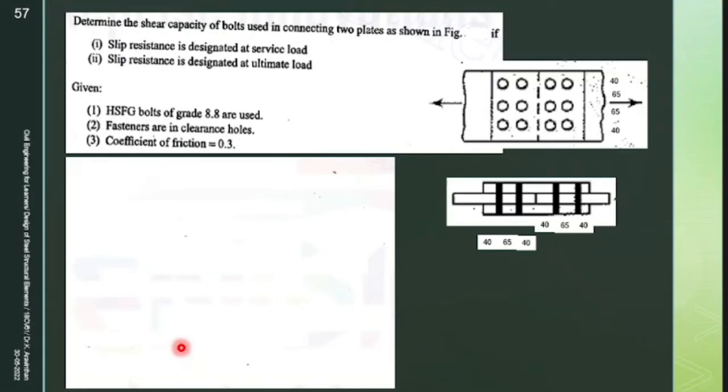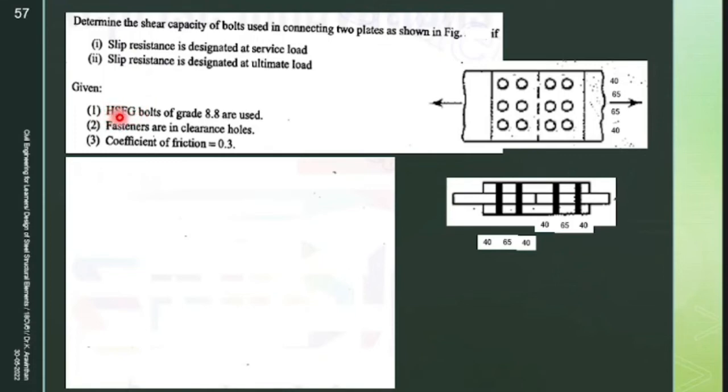Determine the shear capacity of the bolt used in connecting two plates as shown in the figure. See, the cross section is given here, a bolt is being used. Now they have given here HSFG. What do you mean by this?